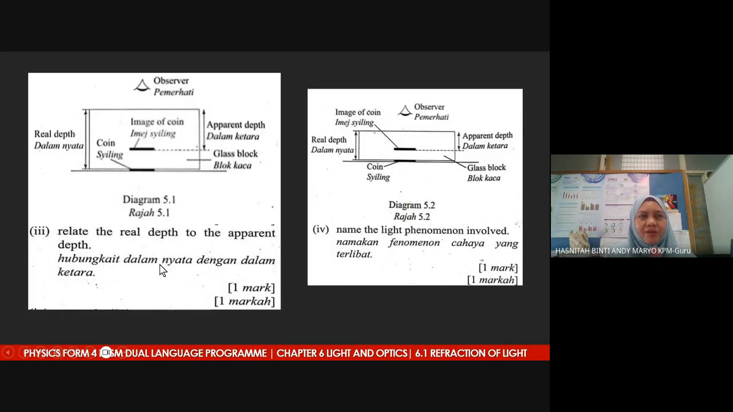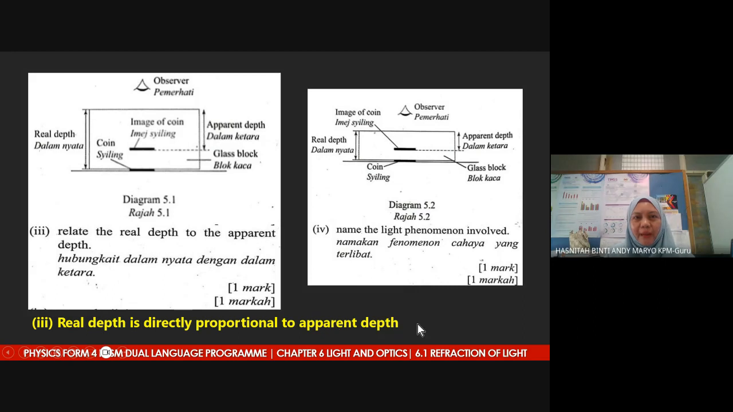So from the two relationships we conducted earlier, we can say real depth is directly proportional to apparent depth, or you can say as real depth increases, apparent depth increases. I repeat, you can write: real depth increases, apparent depth increases. All right.